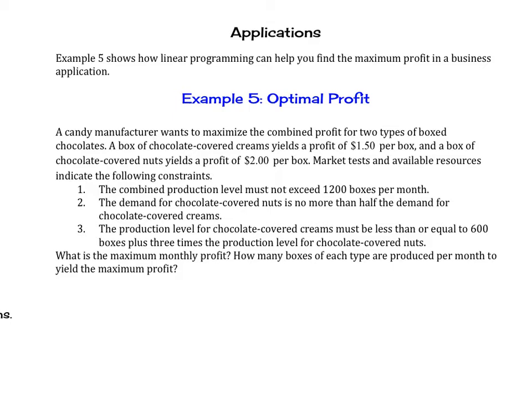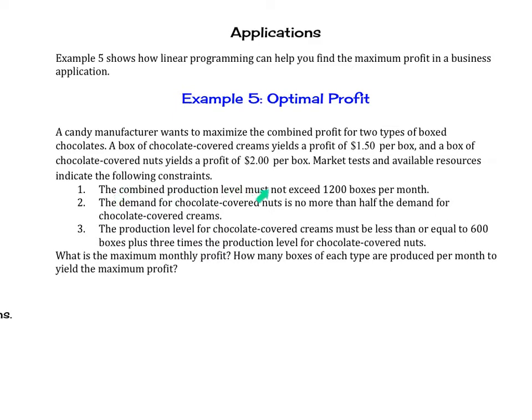A candy manufacturer wants to maximize the combined profit for two types of boxed chocolates. A box of chocolate-covered cream yields a profit of $1.50 per box, and a box of chocolate-covered nuts yields a profit of $2 per box. Market tests and available resources indicate the following constraints.